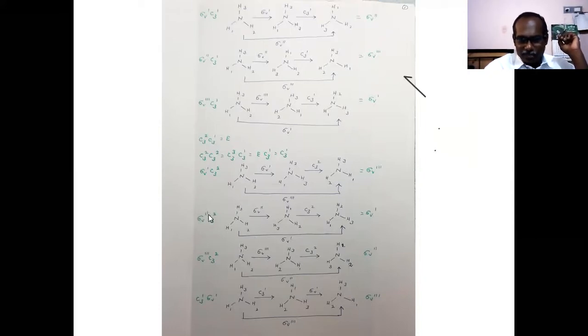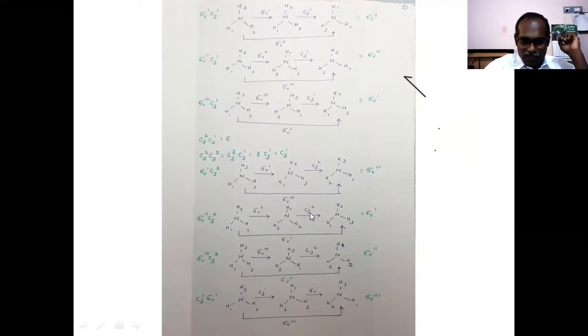Sigma V double dash, C3 twice. What is sigma V double dash? It is reflecting about the plane which passes through NH with number 2. So it passes here. Therefore, the 1 and 3 are interchanged.